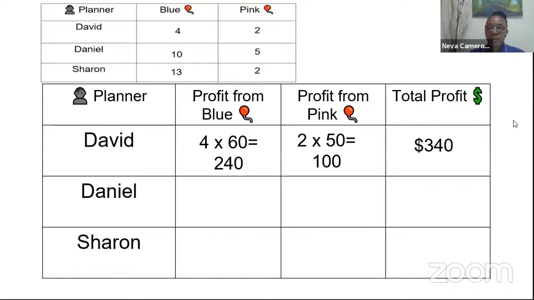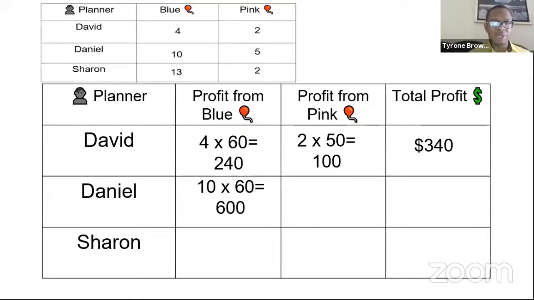So if the cost of the blue balloon is $60 to make the profits, and the pink $50, I'm seeing 850 coming in. They're doing the calculations. So for the blue balloons, he would have made $600, and for the pink balloons, he would have made $250. So his total would have been $850.